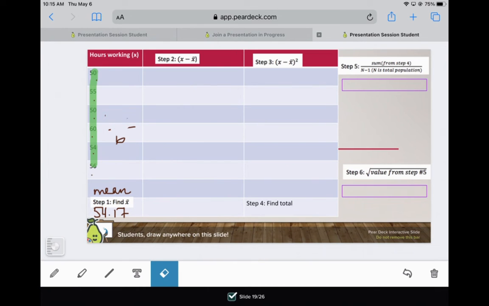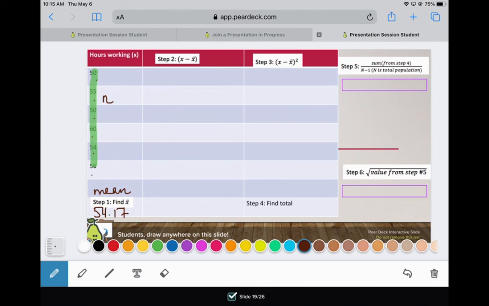I'm going to clear this one. Now, one thing that I want you to pay attention to is that I have n is 6. There are 6 numbers. So that's why I label n is 6. Are we okay with step 1? Okay. We're going to move on to step 2. What do we do with step 2?